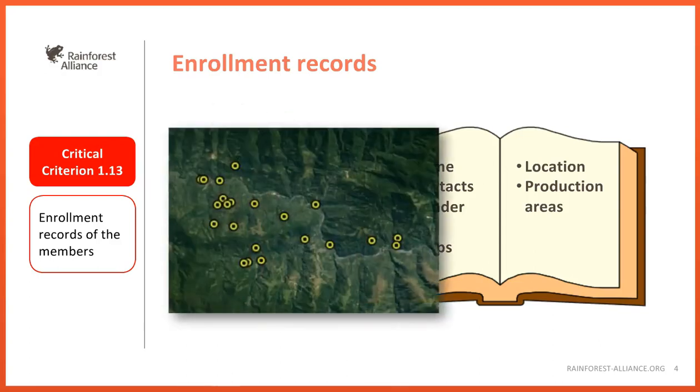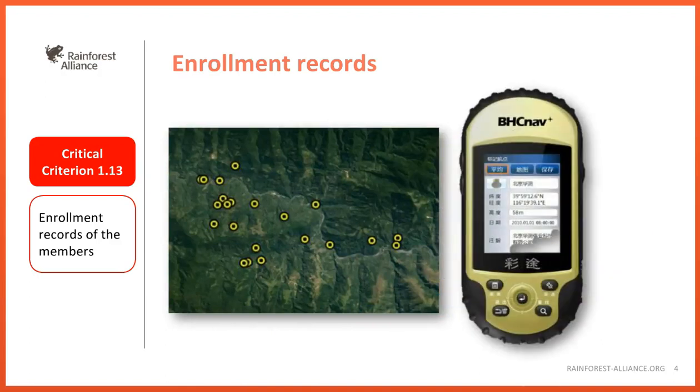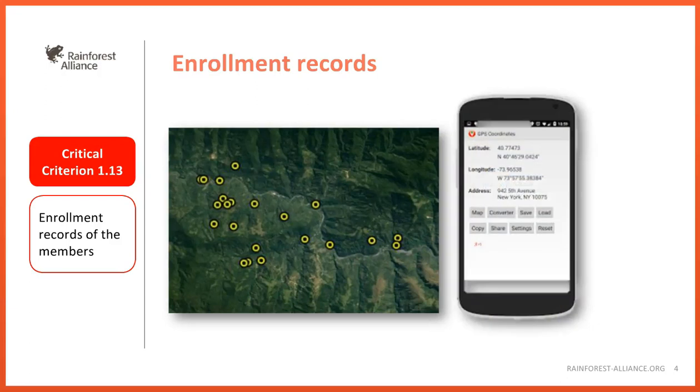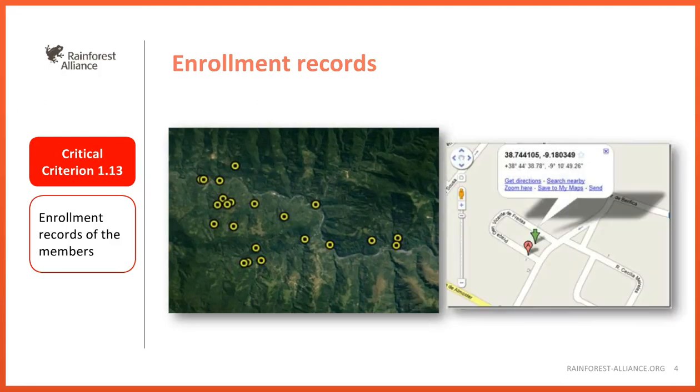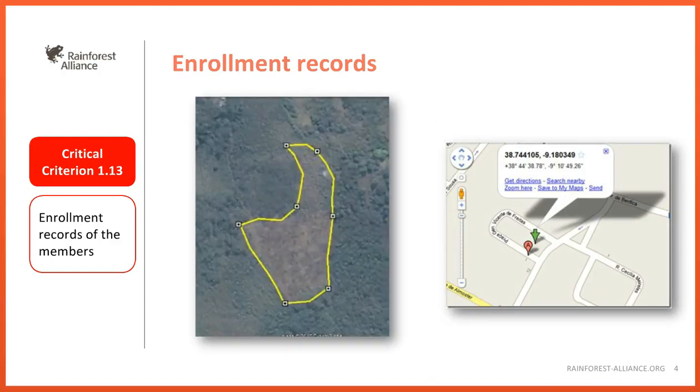How can we obtain location points of the farms? You can use a GPS device to get the coordinates of the locations of the farms. Or you can use Google Maps on your smartphone to get the coordinates. Or you can use Google Map or Google Earth on your computer to obtain the coordinates. By using the coordinates of the boundary of a farm, you can obtain the information about the area size as well.